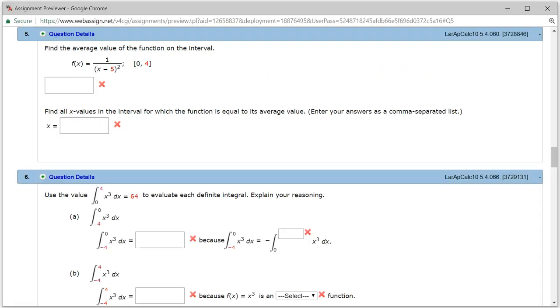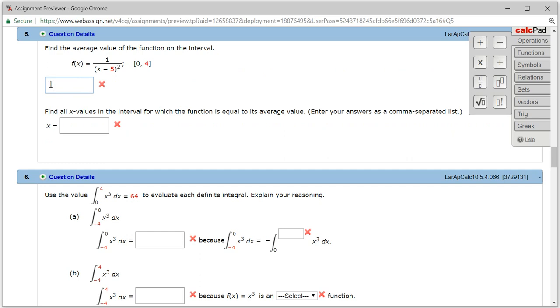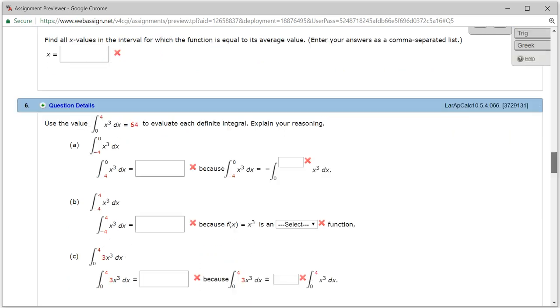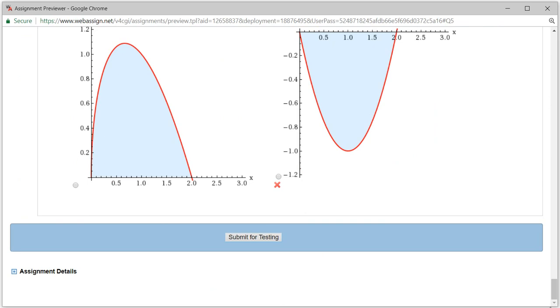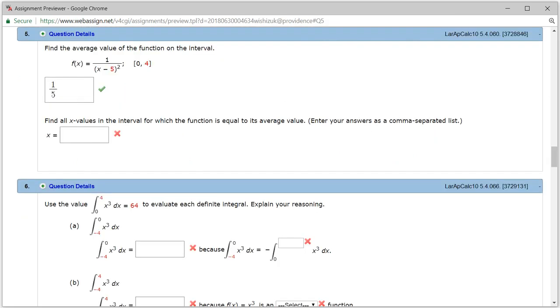So let's type it in. It's 1 over 5. Let's check the answer. Submit for testing. Alright, it came back and looks like we got this one correctly.